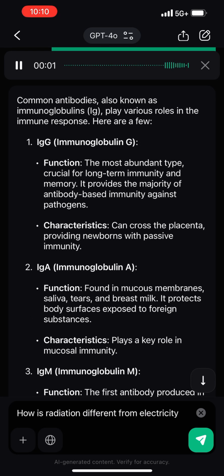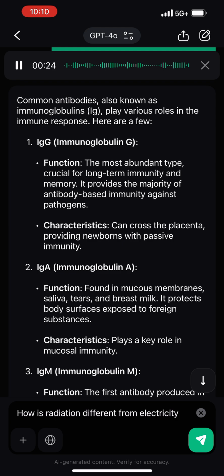Common antibodies, also known as immunoglobulins, Ig, play various roles in the immune response. Here are a few. 1. IgG, immunoglobulin G. Function: the most abundant type, crucial for long-term immunity and memory. It provides the majority of antibody-based immunity against pathogens. Characteristics: can cross the placenta, providing newborns with passive immunity.